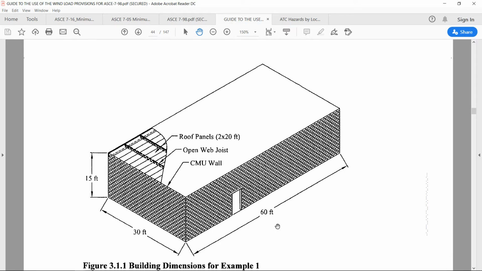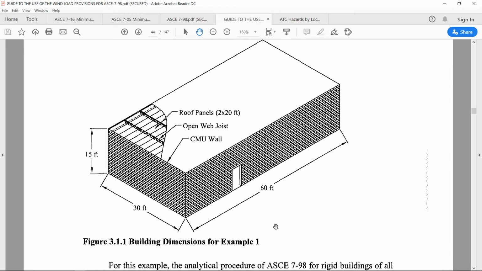The building is shown here. In this direction 30 feet, in this direction 60 feet, there is a gate shown and the height is 15 feet. The wall is CMU wall. The framing system is an open joist framing system, and these are the roof panels which are spanning in this direction. They are 2 by 20 feet long.